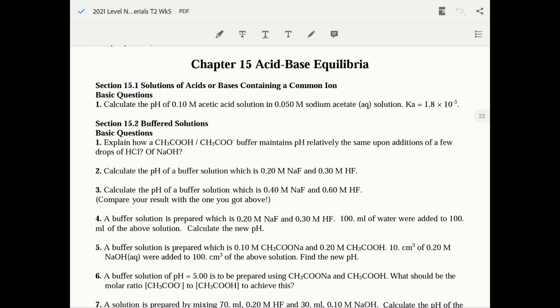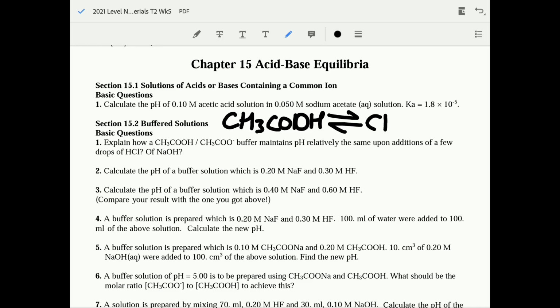Basic question 1. Calculate the pH of 0.1 molar acetic acid solution in 0.05 molar of sodium acetate, and the Ka is given as 1.8 times 10 to the minus 5. Okay, so let's start. So we should know that acetic acid is CH3COOH, which dissociates partially to give CH3COO minus, which comes from the sodium acetate, plus H plus. Right, so you have 0.1 molar. This is the ICE table, obviously.